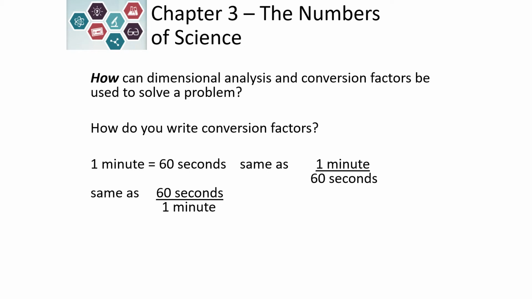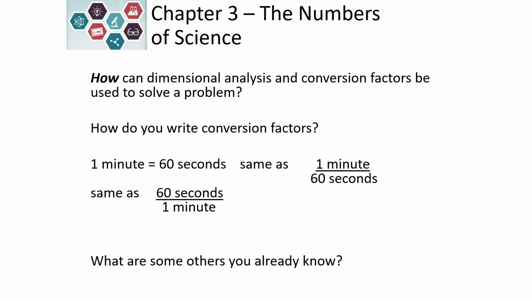The way we write conversion factors is we have to know that something is equal to each other or equivalent. We know there's 60 seconds in 1 minute. Because of that, we can write it as 1 minute over 60 seconds or 60 seconds over 1 minute. What are some other conversion factors that you already know?